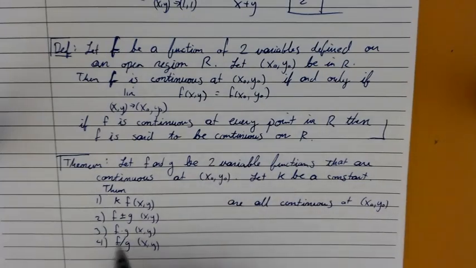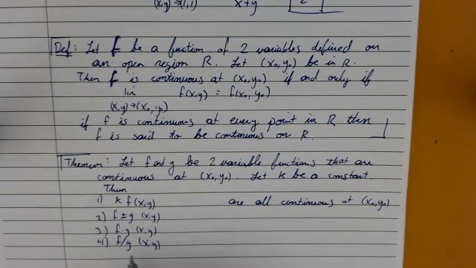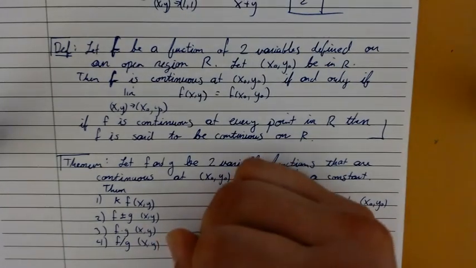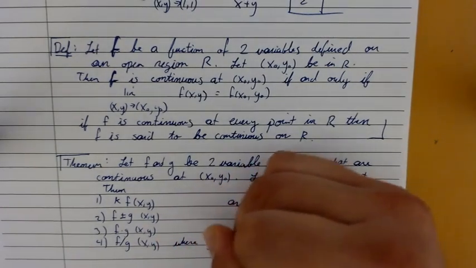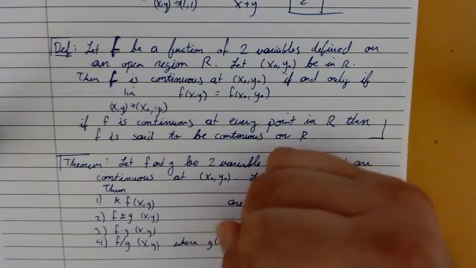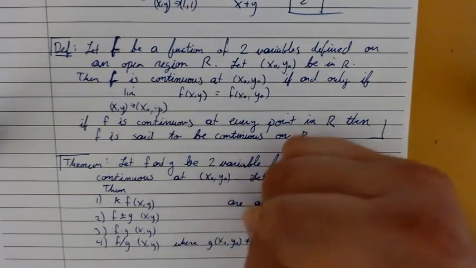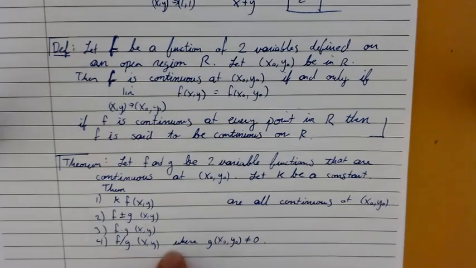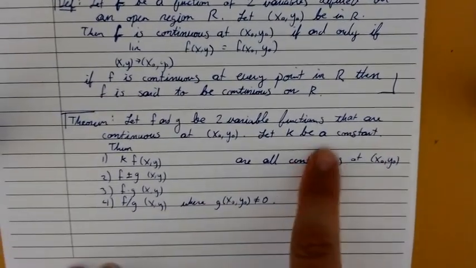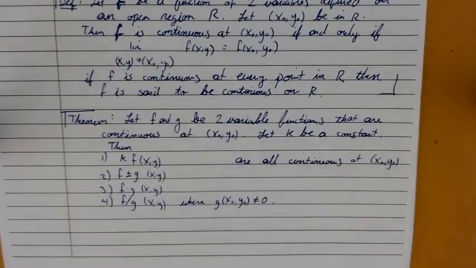The only stipulation is this last one. You have to make sure that that one is defined, which means that your g is non-zero, where g of x naught, y naught is not 0. Because of course if it's 0, that's undefined, and so it's not continuous, it's not anything, it's nonsense, it's gibberish.